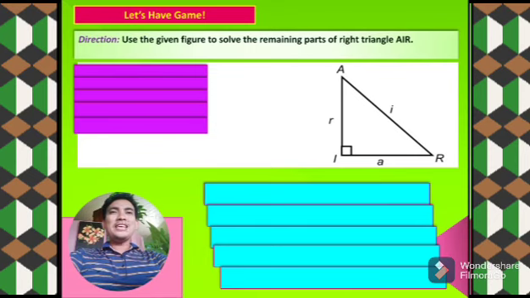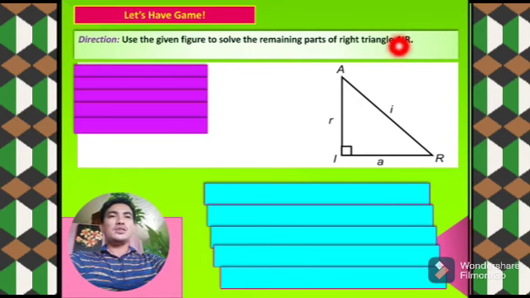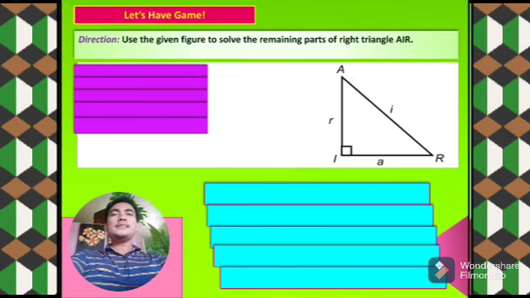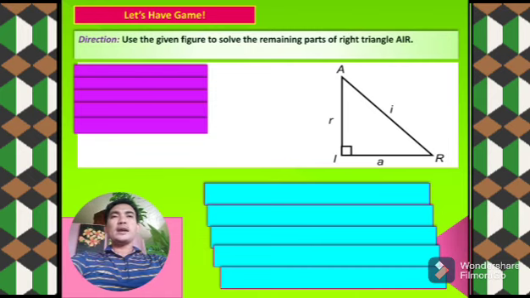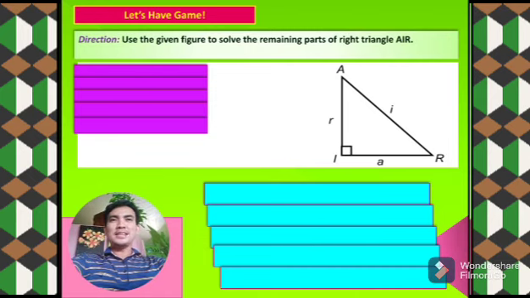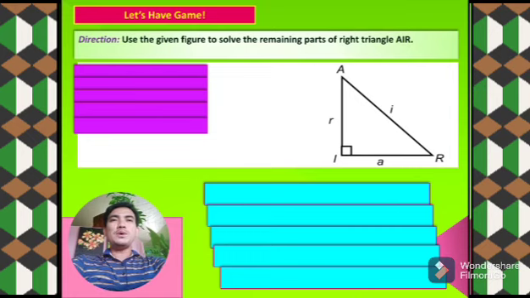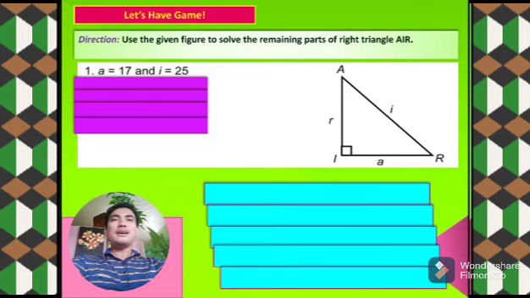Okay, let's now have the game. With the direction, use the given figure to solve the remaining parts of the right triangle. In this case, I'll be giving you only 5 seconds to answer. Alright? So let's start with problem number 1. Side A is equal to 17 and side I is equal to 25. 5 seconds starts now.